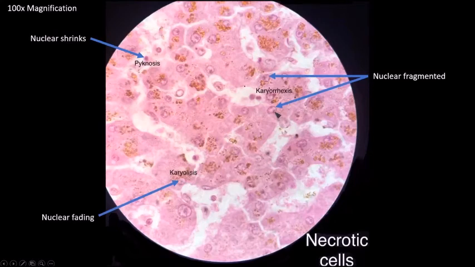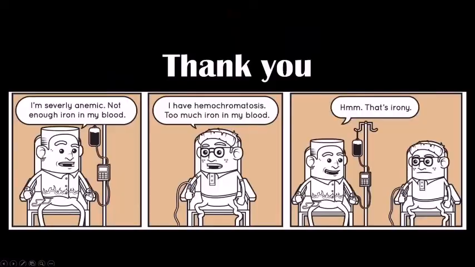Karyorrhexis is where the nucleus is fragmented. You can see there's nuclear fragmentation in these 2 cells. And that is it for hemochromatosis.